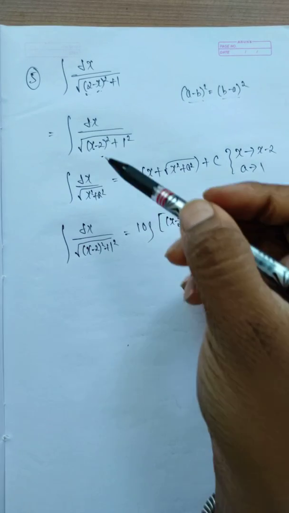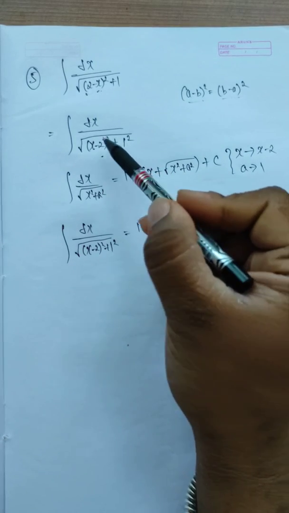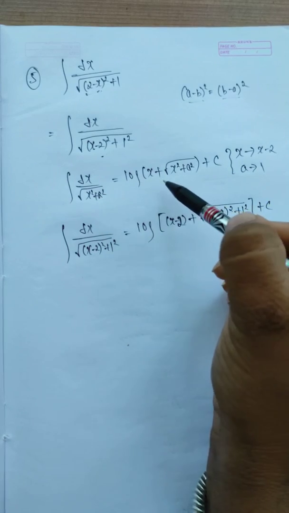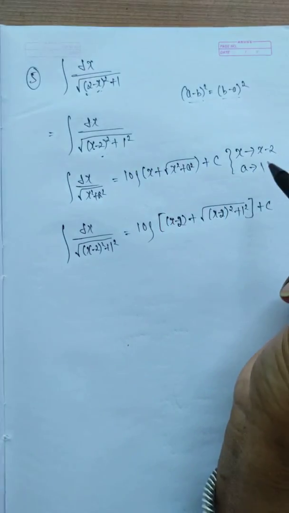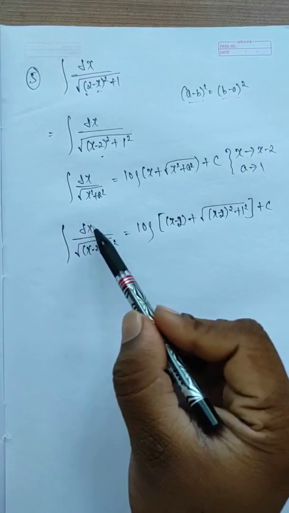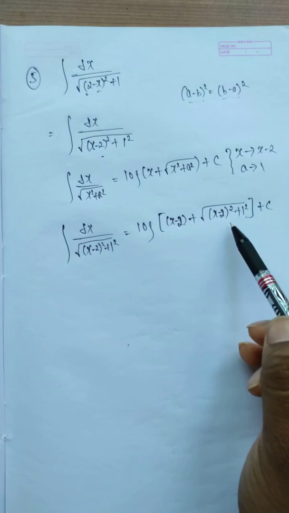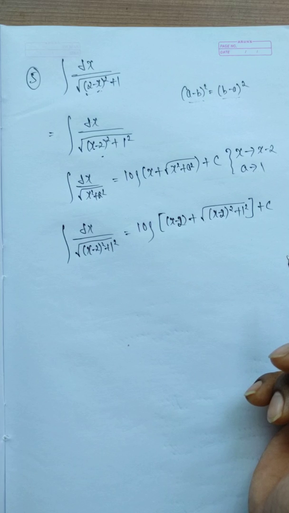We have integration of dx by root of (x minus 2) whole square plus 1 square. So now you want to compare this problem with the standard form. Integration of dx by root of x square plus a square means log of x plus root of x square plus a square plus c. Comparing, x is replaced as x minus 2, a is replaced as 1, means integration of dx by root of (x minus 2) whole square plus 1 square is log of (x minus 2) plus root of (x minus 2) whole square plus 1 square plus c. Is it clear? Is it okay? So take a screenshot of this and copy to your notes.